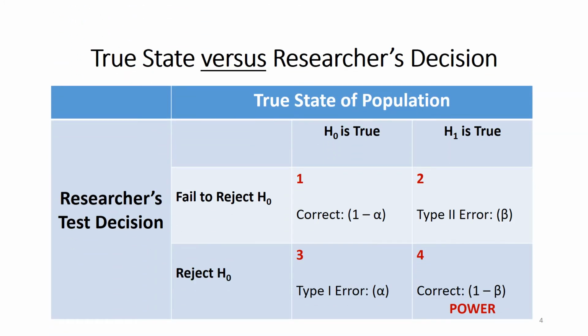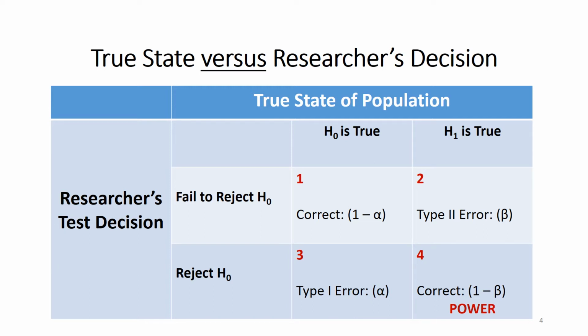On this slide, we have a table that breaks down the comparison of the truth, the true state of the population, versus what we as researchers decide at the end of our hypothesis test, which is the researcher's test decision. So starting at the left-hand side of this table, we see the researcher's test decision, and then in black bold font next to it, we have the two decisions we can make at the end of a hypothesis test.